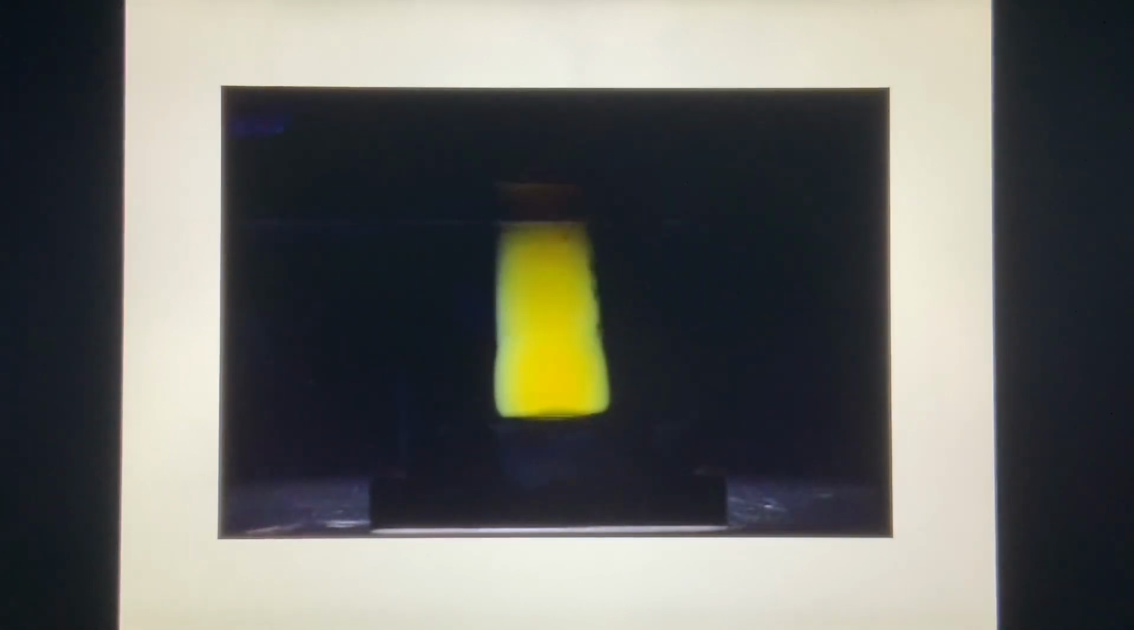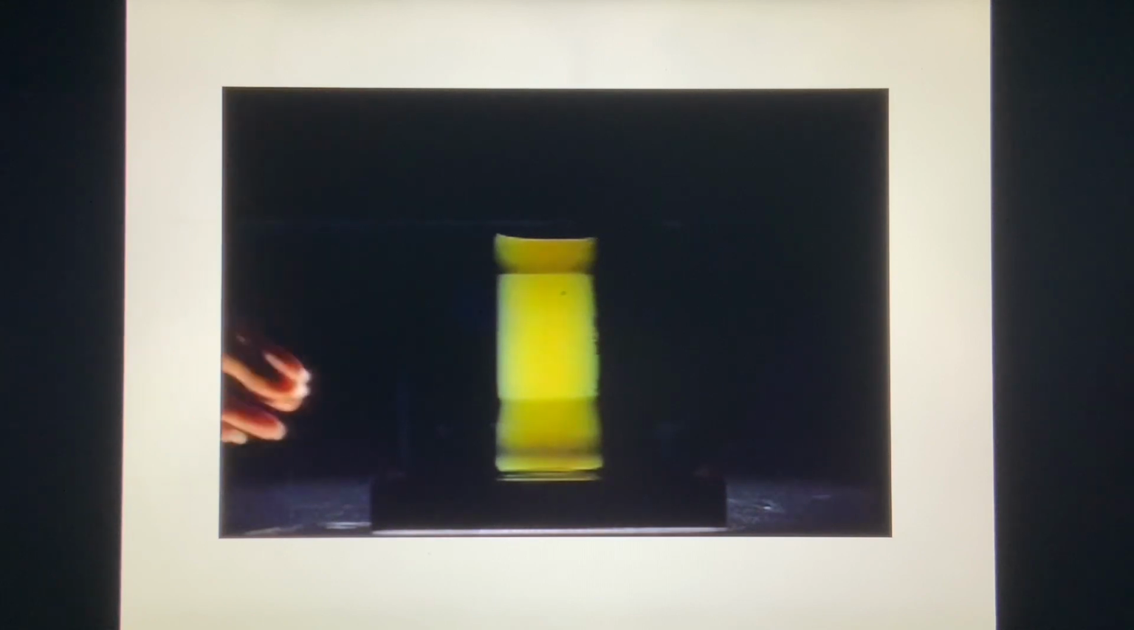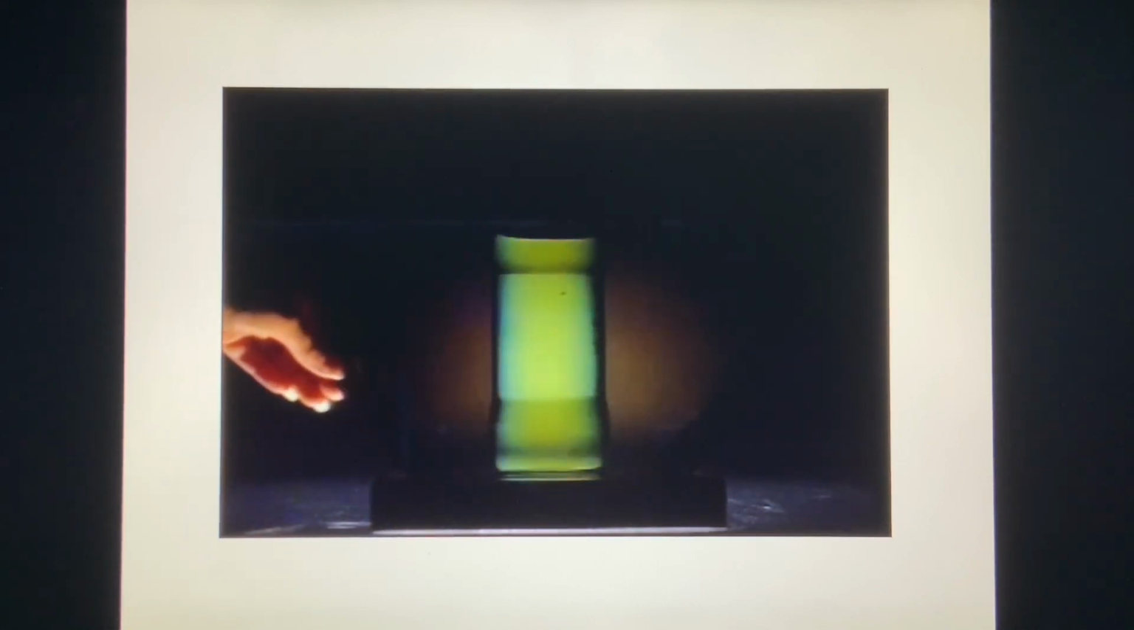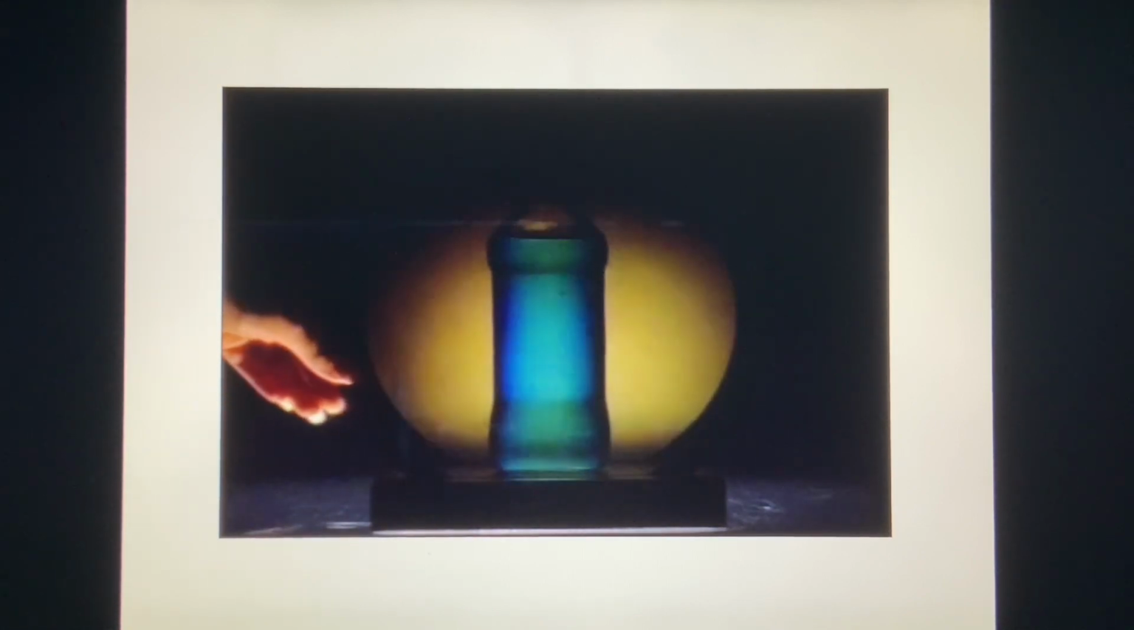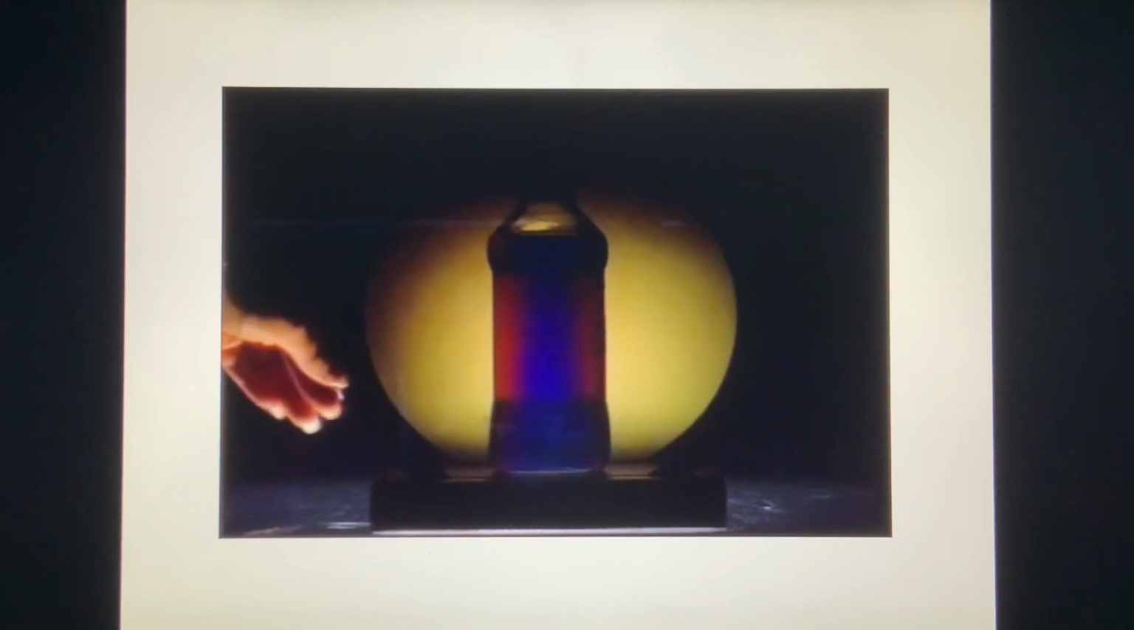We will now demonstrate optical activity in Karo syrup. A bottle of Karo syrup is placed between two polarizing filters. As the front polarizing filter is rotated, colors appear due to the optical activity of the Karo syrup.